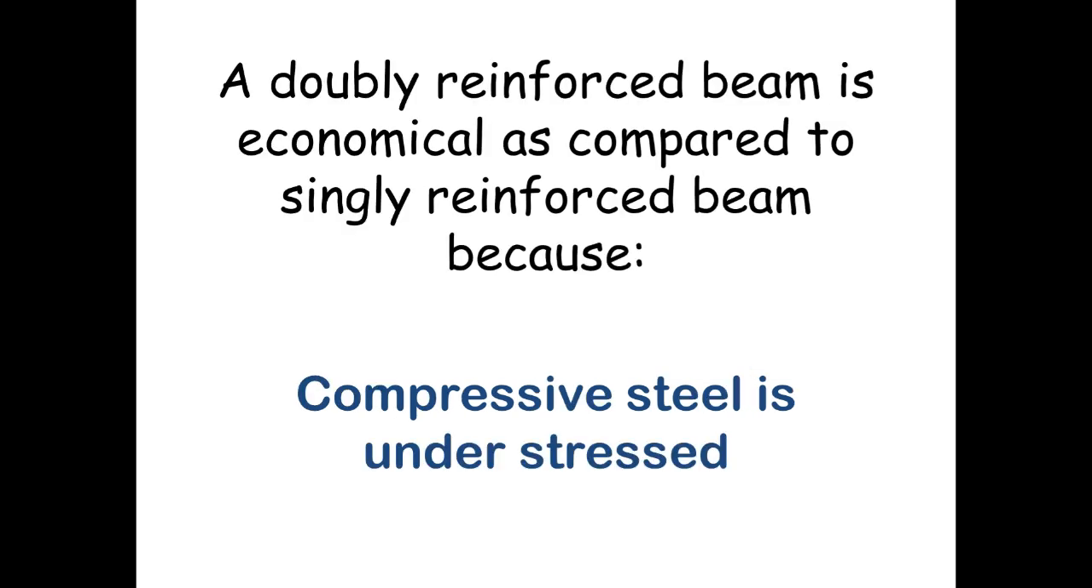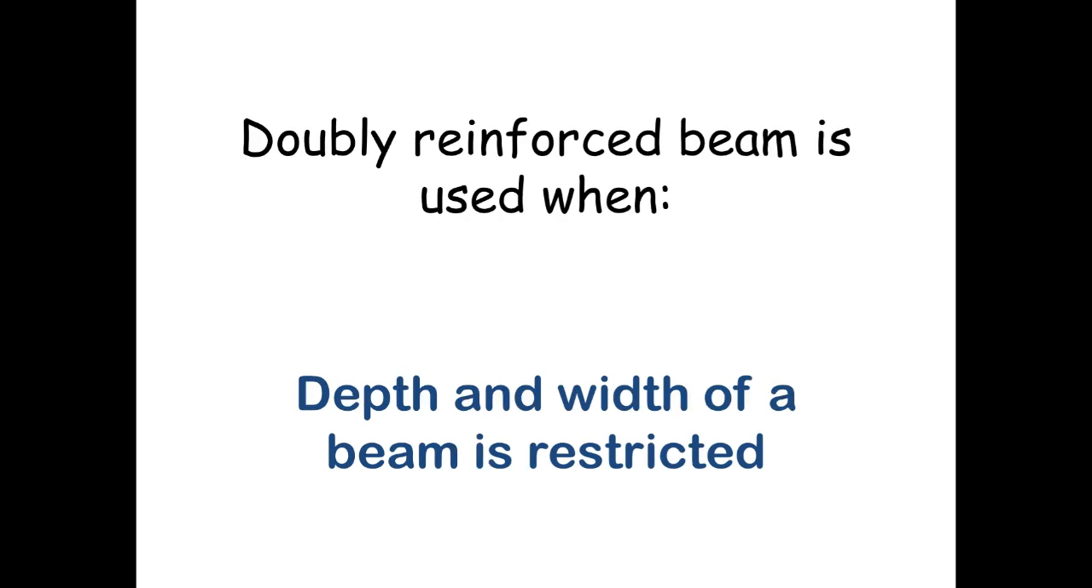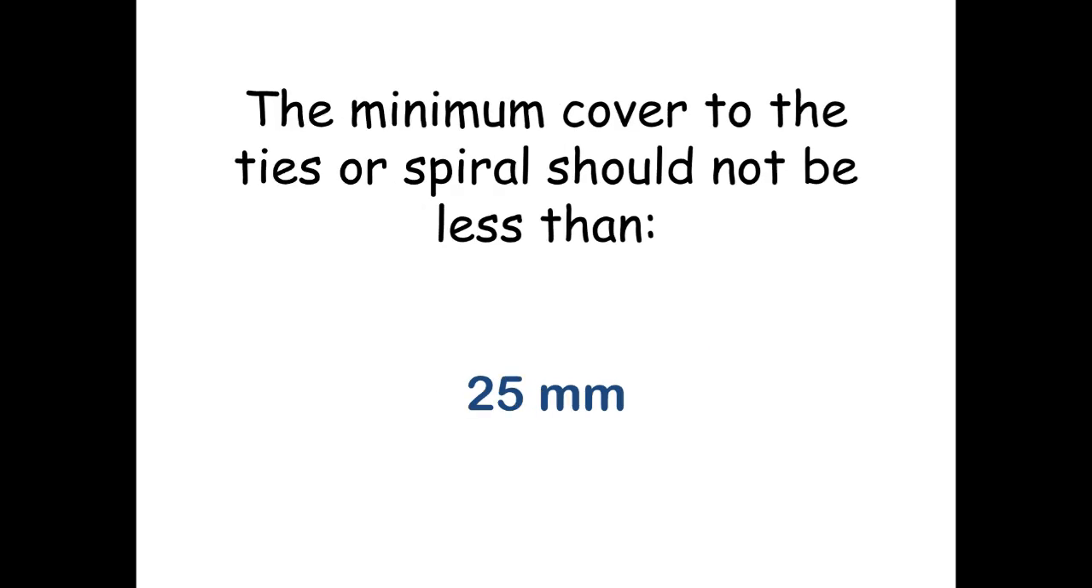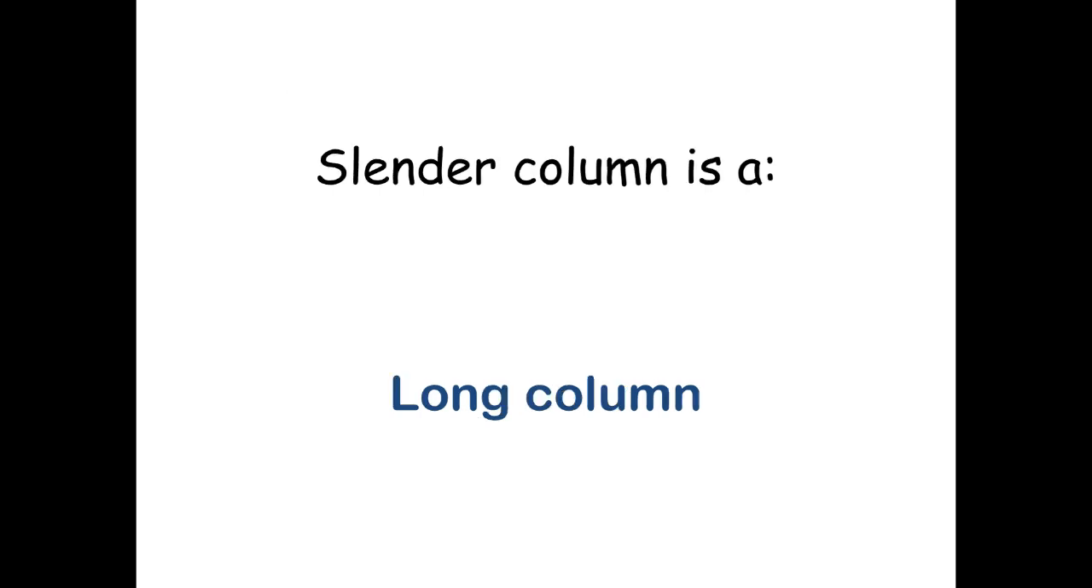A doubly reinforced beam is economical as compared to singly reinforced beam because compressive steel is under stress. Doubly reinforced beam is used when depth and width of a beam is restricted. The minimum cover to the ties or spiral should not be less than 25 mm. Slender column is a long column.